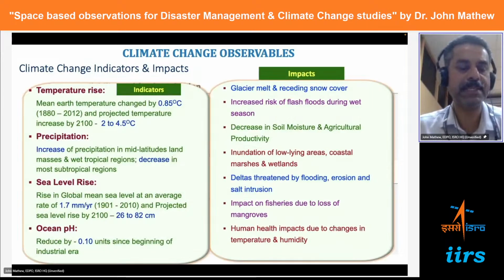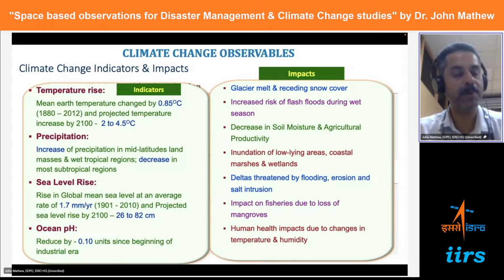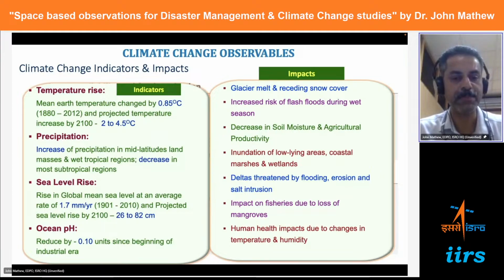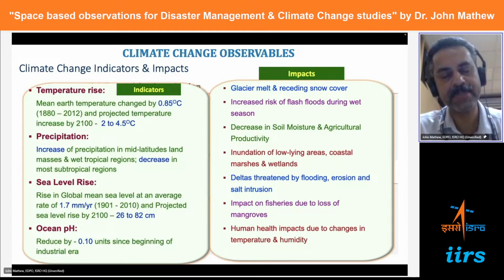Now, just to summarize some of the indicators: there is a temperature rise, there are precipitation changes, both in terms of extreme precipitation and in terms of lack of precipitation, and there is sea level rise. Another significant indicator is ocean pH. That means acidification of the ocean, which is also very harmful, because as the ocean becomes acidic, all these shell organisms which have calcium will have their shells disintegrated through the acid's influence, and it will result in destruction of such organisms in the ocean.